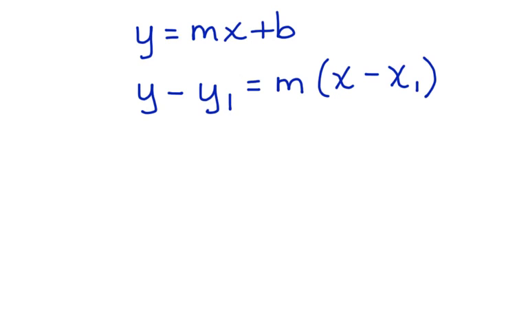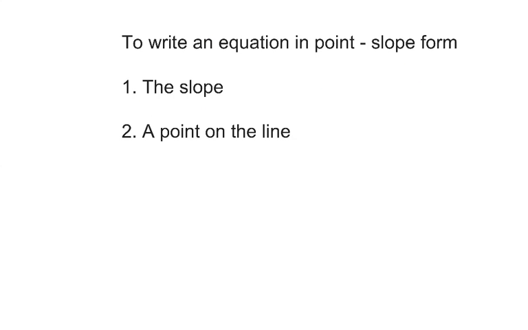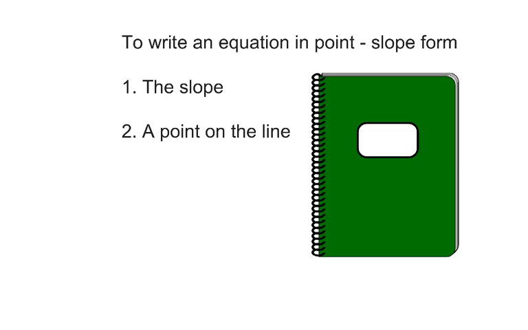Let's look at what you need to do to write an equation in point-slope form. To write an equation in point-slope form, you will need the slope of the line and you will need a point on the line. Take a minute to write this down in your notebook. It will help you to remember what you need in order to write an equation in this form.